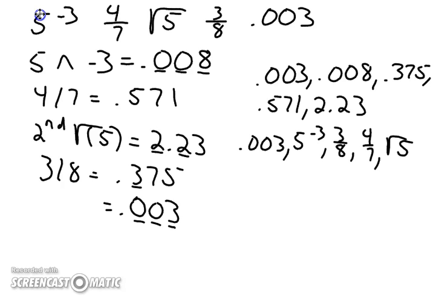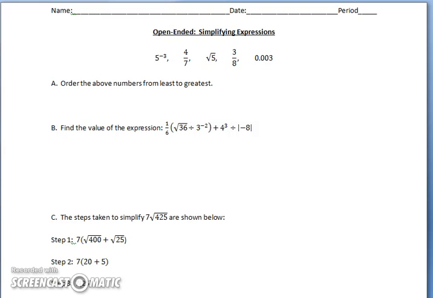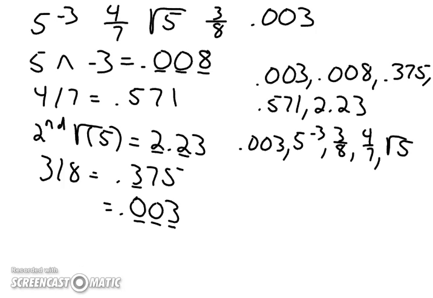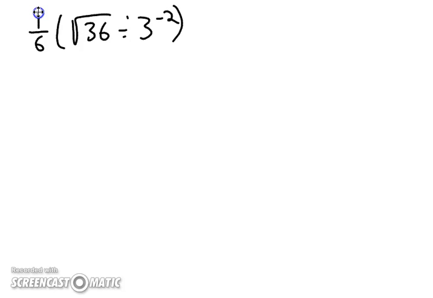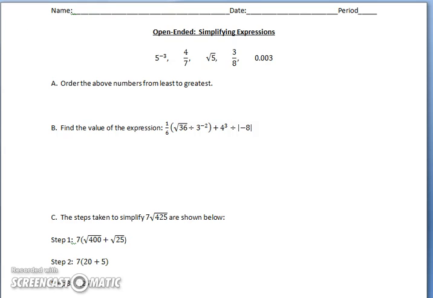Okay, part B of this is find the value of the expression, and there you see the expression. 1/6 the square root of 36 divided by 3 to the negative 2, plus 4 cubed divided by the absolute value of negative 8.